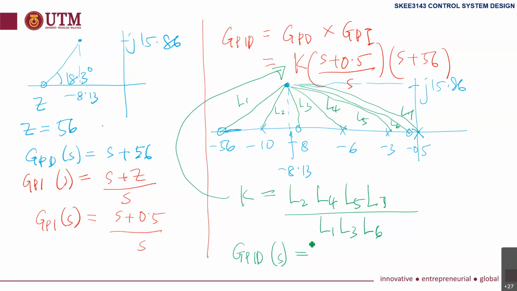If you calculate, K here is about 4.6. It is from the book, about 4.6. You may get a slightly different value. And finally, 4.6 S plus 0.5, 56 over S.